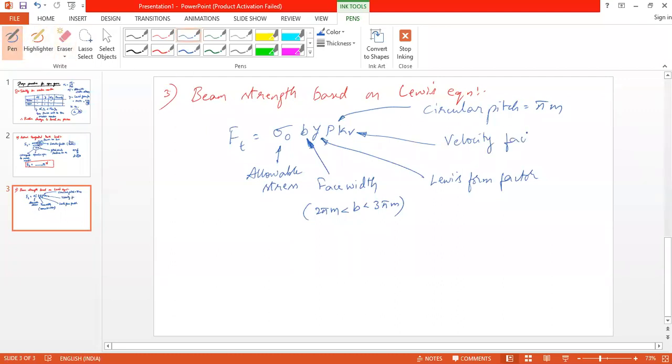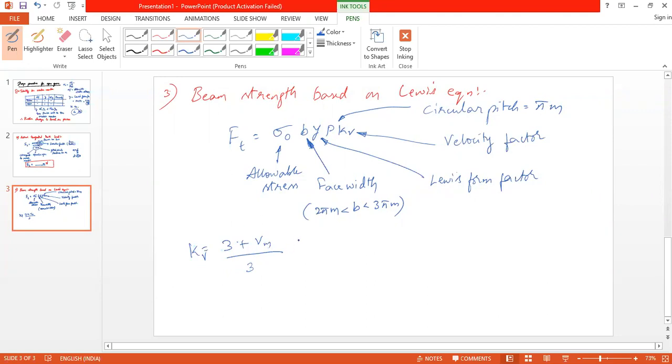kV is the velocity factor. And that kV may be equal to (3 + Vm)/3. Yes, sir. Okay, this is one of the equations.